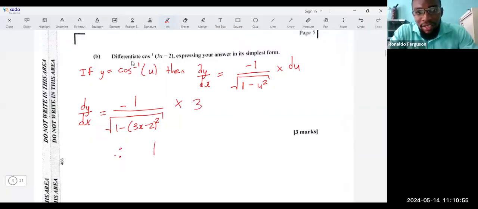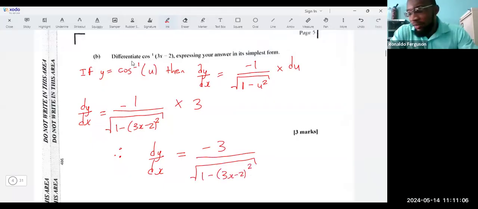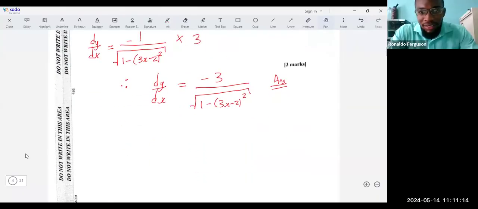So therefore, final answer, dy over dx is equal to negative 3 over the square root of 1 minus (3x minus 2) all squared. So that's not bad. I think that's very, very easy for 3 marks. Easy peasy, we take it.